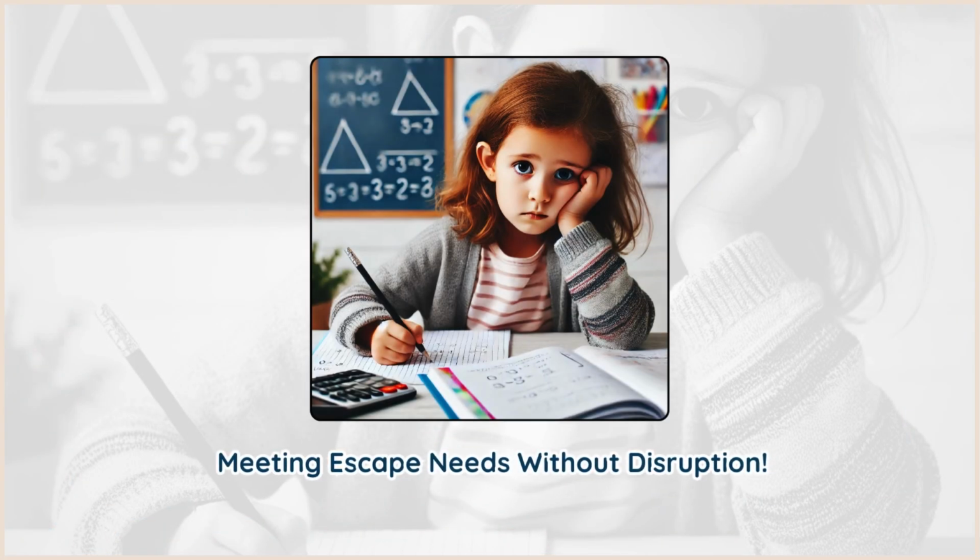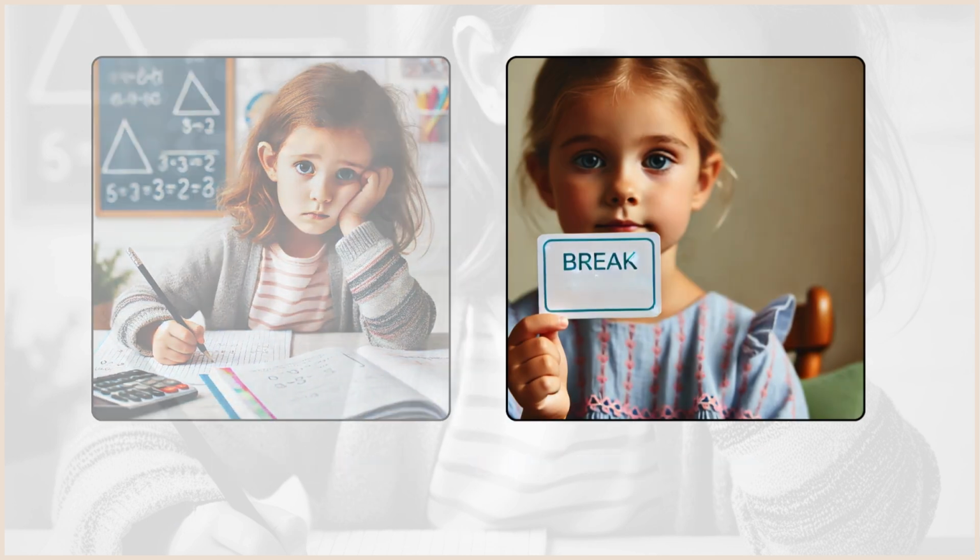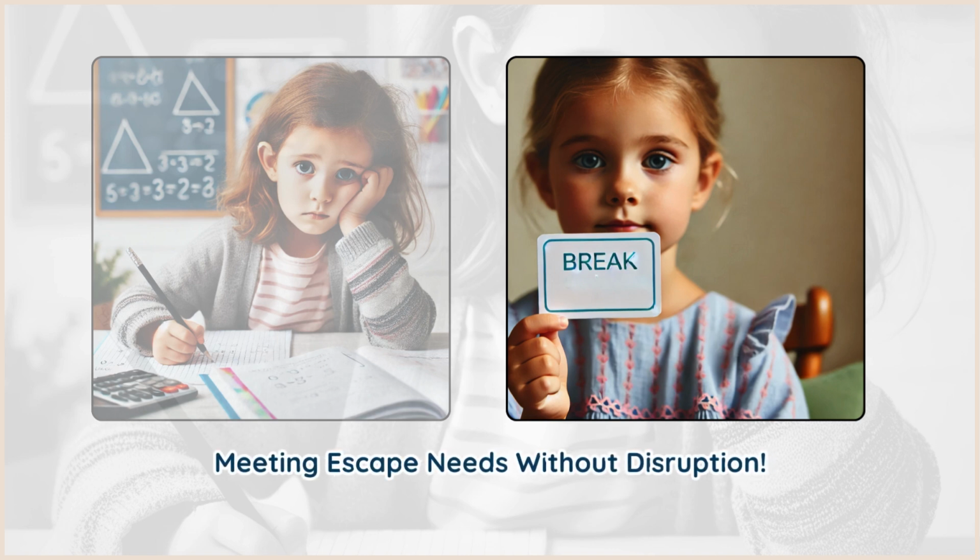Imagine a child named Sophie who hits her teacher to escape difficult tasks. A suitable FERB for Sophie would be using a break card to request a break. This behavior is easy to learn and allows her to meet her need to escape without being disruptive.